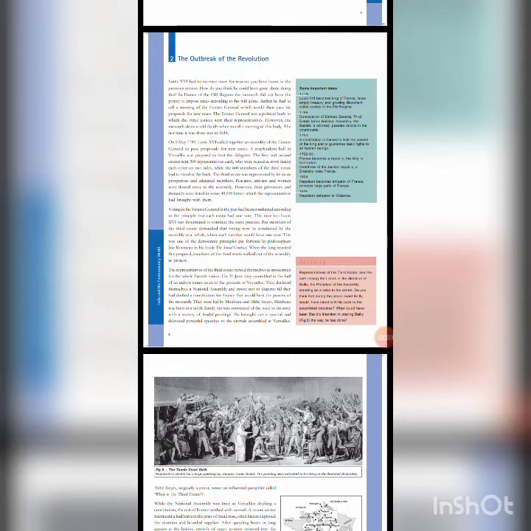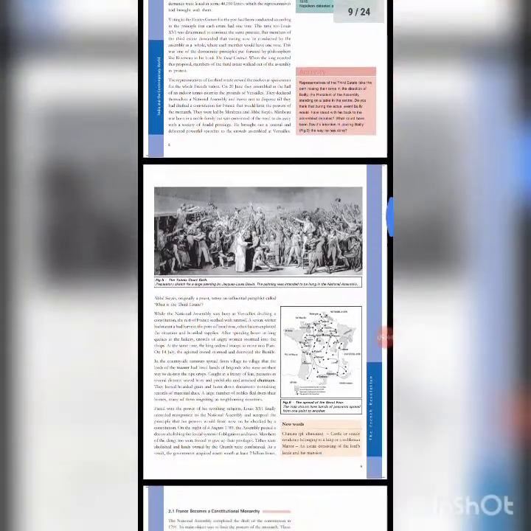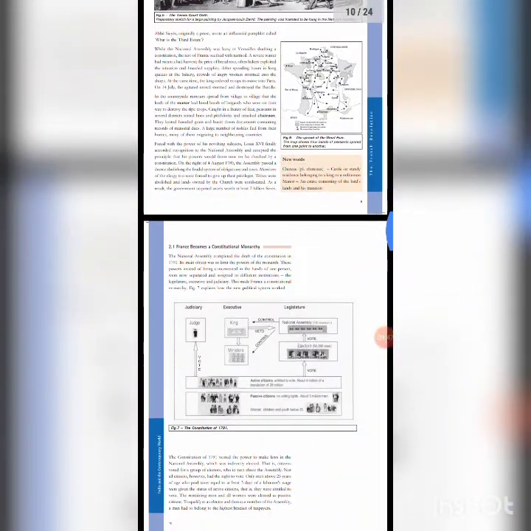Louis XVI accorded recognition to the National Assembly and accepted the principle that his power would from now on be checked by a constitution. The Assembly passed a decree abolishing the feudal system of obligation and taxes on 4th August 1789. Tithes were abolished and lands owned by the church were confiscated. France became a constitutional monarchy.